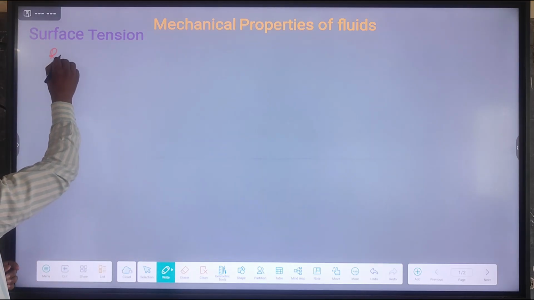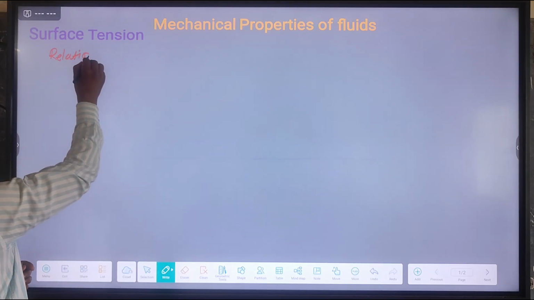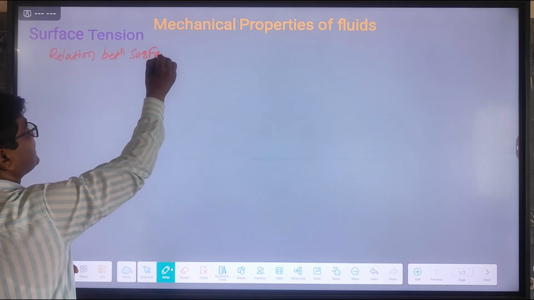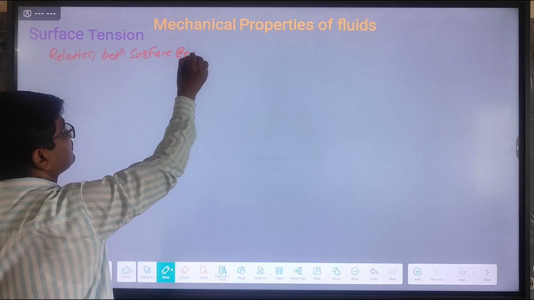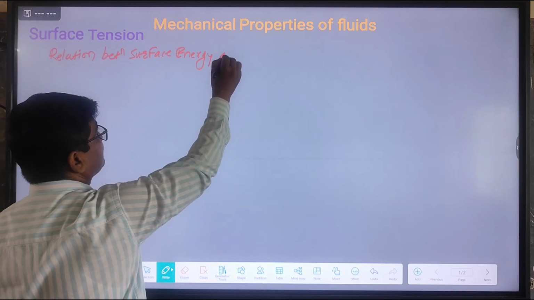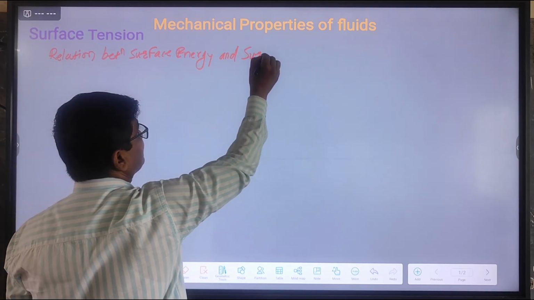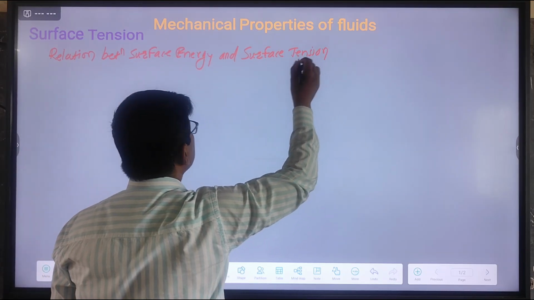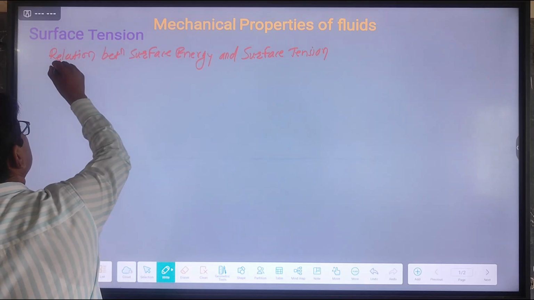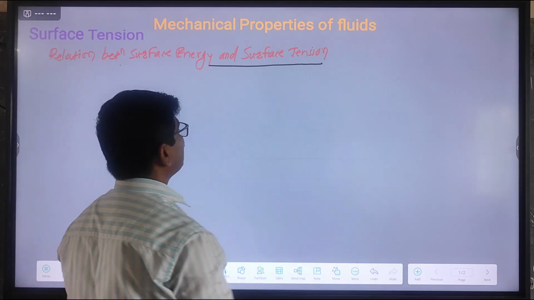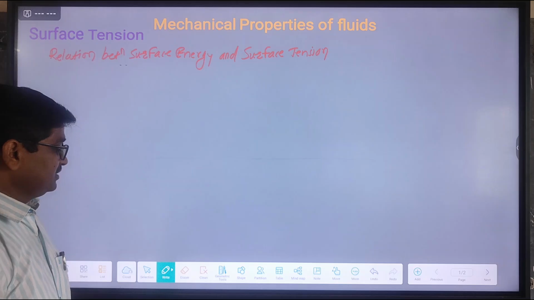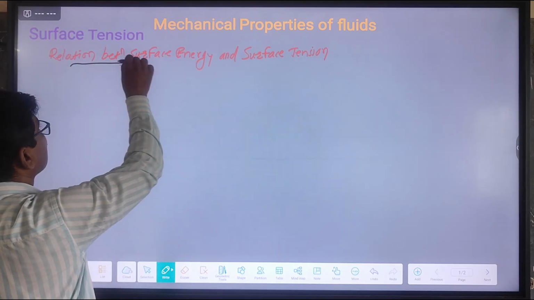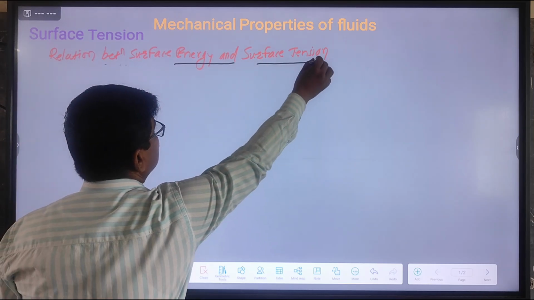Relation between surface energy and surface tension. Important point, relationship between surface energy and surface tension.